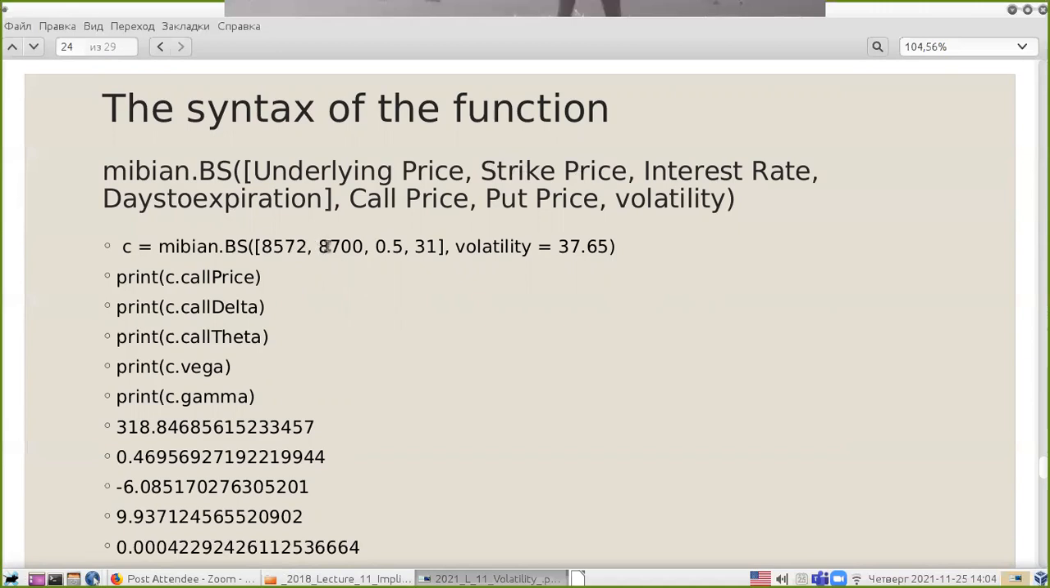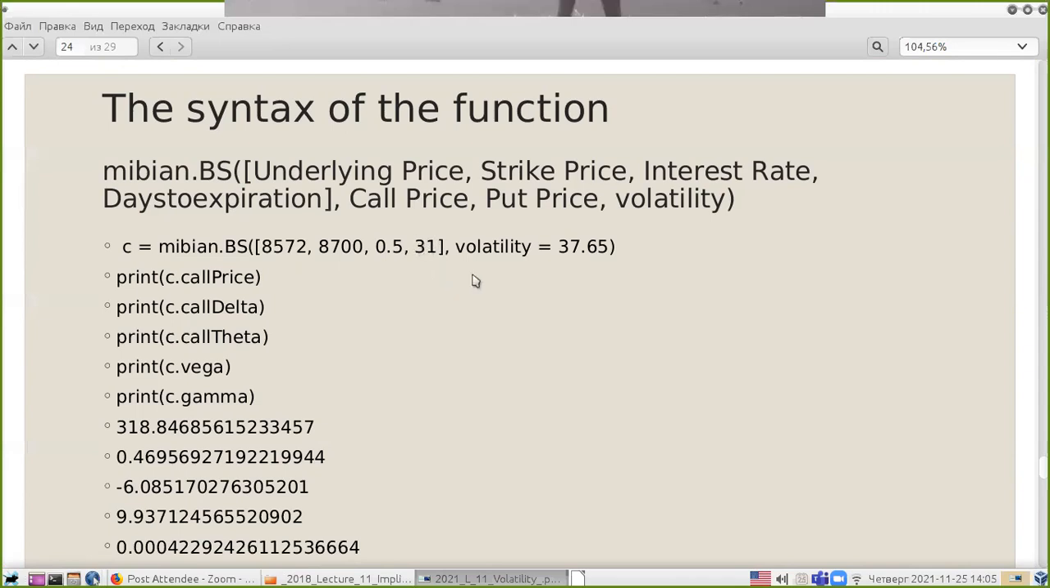For example, it is 8,700, and you see that it's close to the underlying price, or stock price, and maybe it's at the money. But the difference is the interest rate, in this case it is 0.5, but it's not exactly right. And after that, the days to expiration: it's only the amount of days, not the value in years as in the Black-Scholes formula, but the amount of days.